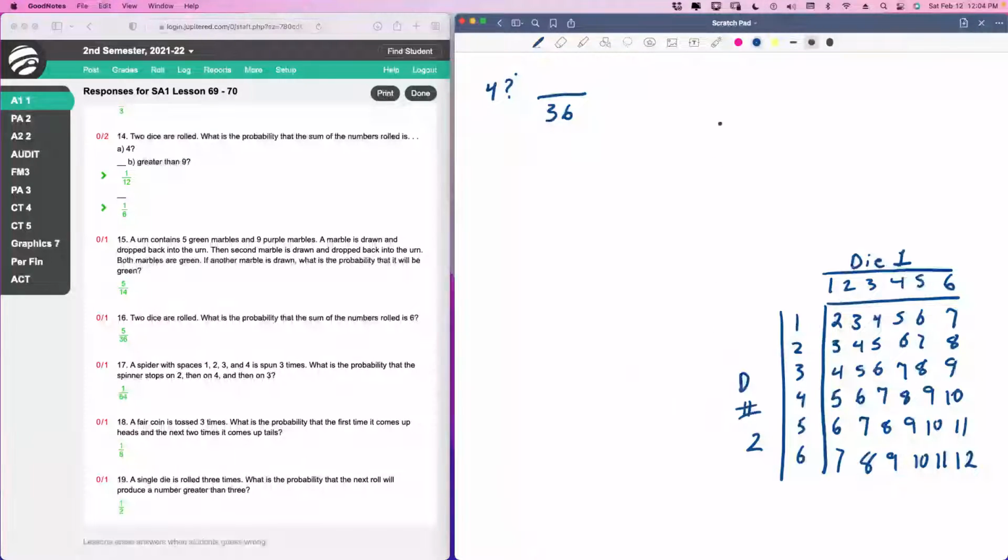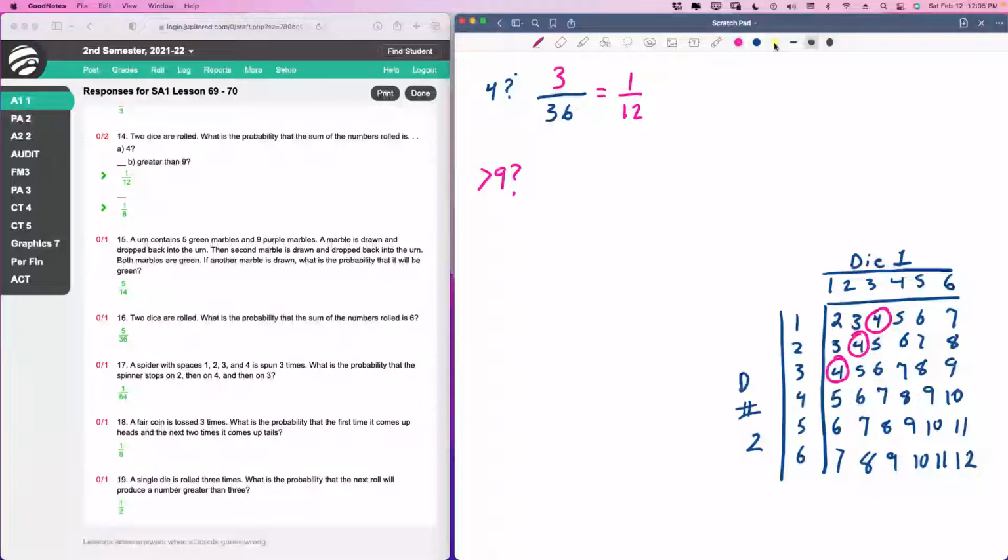What are the chances that the possible outcomes will total 4? We have 1 here, 1 here, and 1 here. That's 3 possible outcomes. So 3 over 36, which when we reduce that fraction, because we always want to, that's going to be 1 out of 12. All right, B, greater than 9, right?